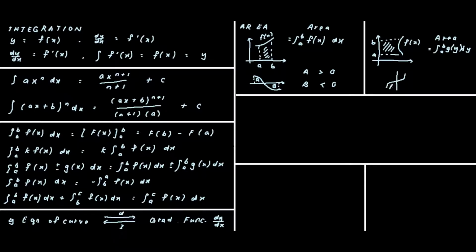So if you have an a and you have a b here, the area at the right-hand side of your y-axis will be a positive one. For the area on the left-hand side of your y-axis, it will be a negative one. All right, let's move on to the next one.